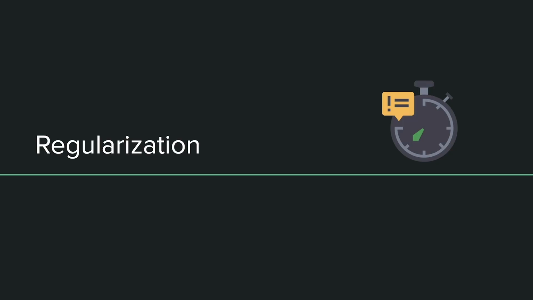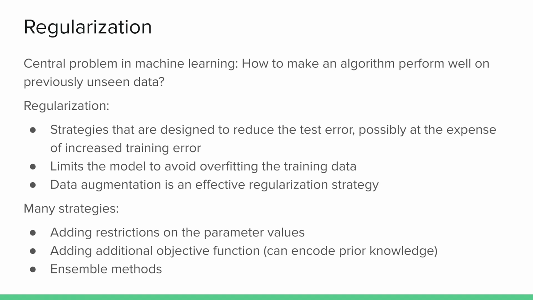Coming to the next topic, where we now tie our shoelaces: regularization. The central problem in machine learning is how to make an algorithm perform well on previously unseen data. We don't necessarily want the network to perform exceptionally well on the training data. We want it to work well on the test set and when we perform inference on new unseen data. Regularization is one technique that can help us achieve this more efficiently.